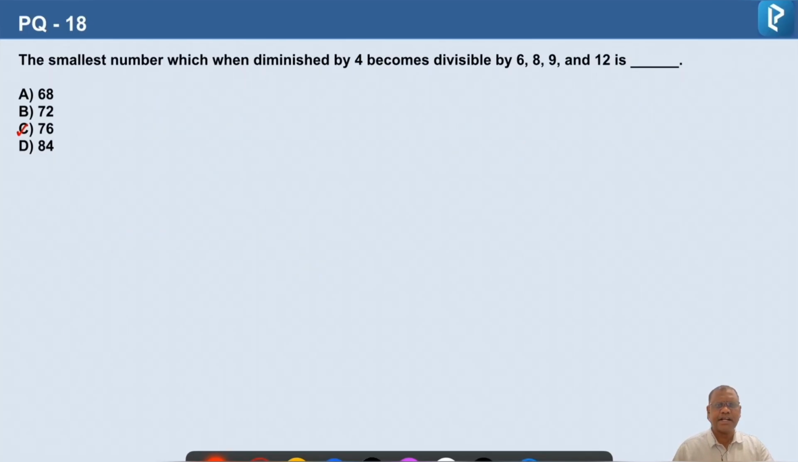Question number 18. The smallest number which when diminished by 4 becomes divisible by 6, 8, 9 and 12 is? So we have to find out the LCM here for all these 4 numbers.